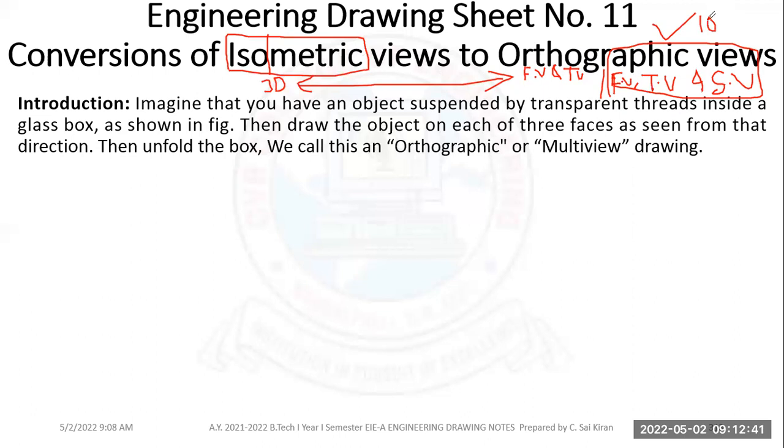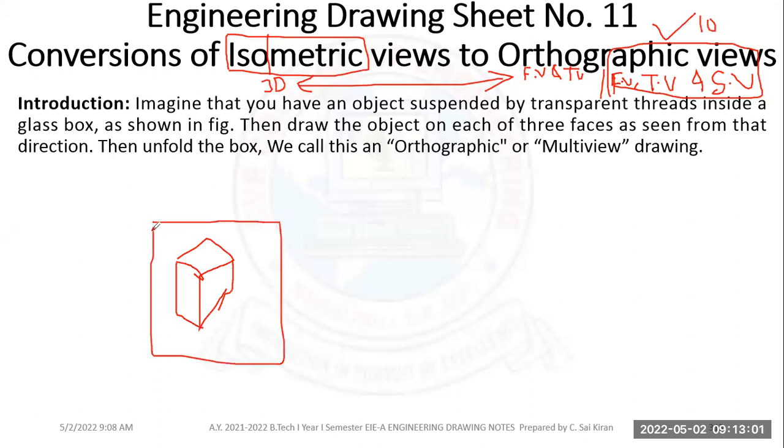Okay, so I'll start with the introduction. Generally you have a 3D object, so I'll take a 3D object as a cube. This cube is a 3D object. We assume that this cube is placed in a glass box, and this 3D object is suspended by threads inside the glass.